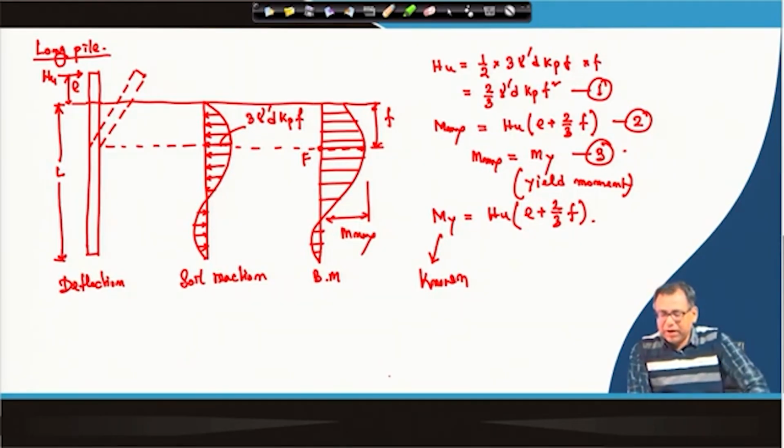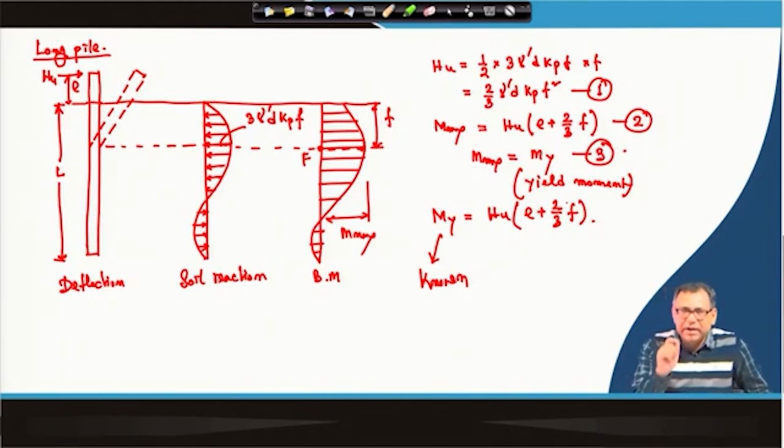Now, what are the unknowns? Hu is unknown and f is unknown, and we have 2 equations. So, we will get f and we will get Hu. So, we will get where the maximum moment will occur and what will be the value of Hu. So, this is the long pile and short pile case.